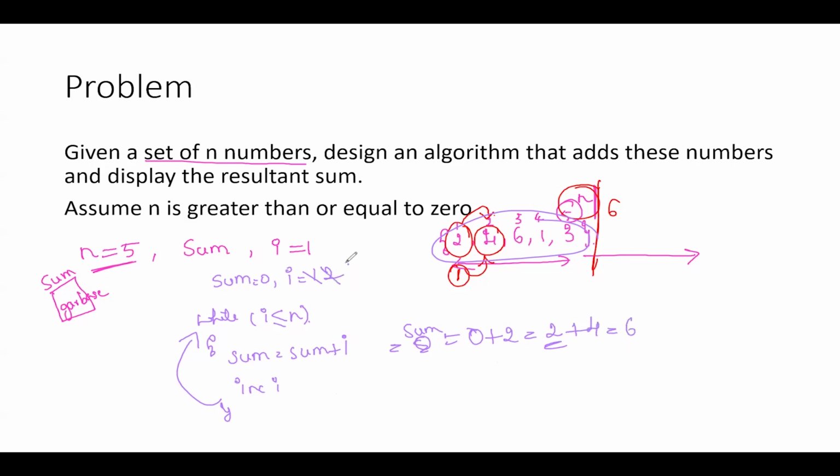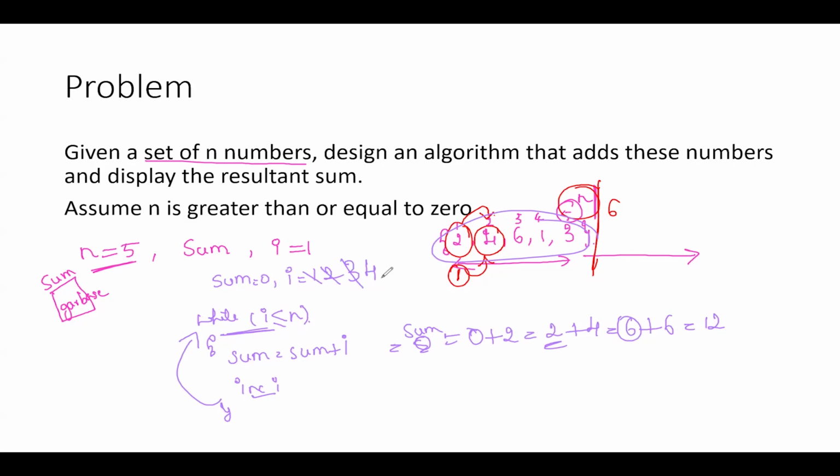Once again, increment the value of I, come back and check for the while loop. Still 3 is less than 5. Hence, once again, sum is equal to sum plus the next element. Now I is equal to 3. The third element is 6. 6 plus 6 is equal to 12. 12 is the new value of sum. Increment I, hence I value will become 4. And then once again come back and check for while I is less than or equal to n.